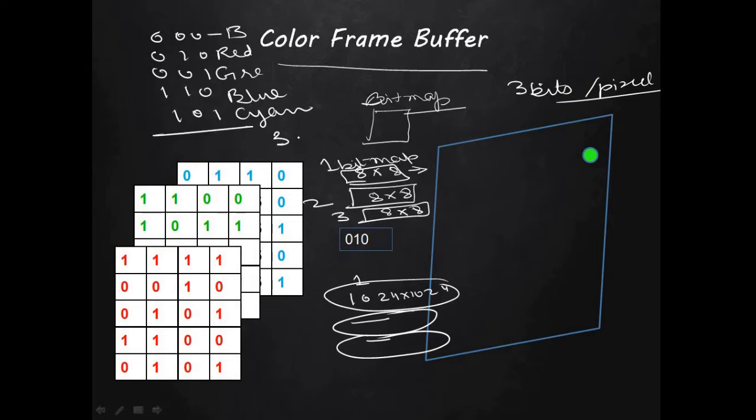So we know that with 3 bits we have a total combination of 2 to the power 3, which is equal to 8. So we can have a total of 8 colors in this way. Understand? And now we will see what will happen for a particular pixel.